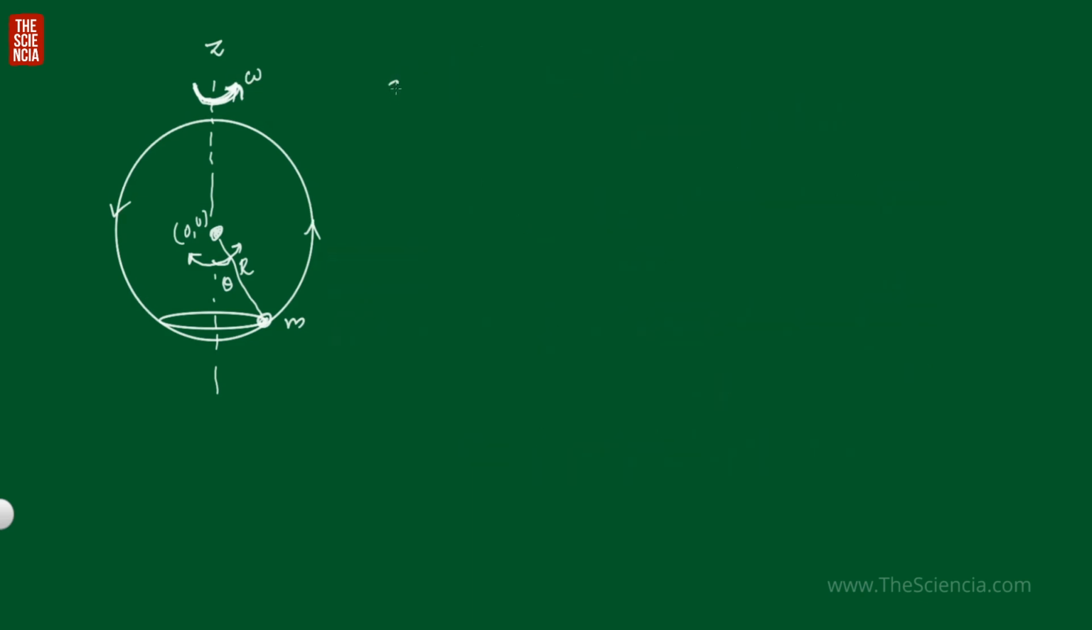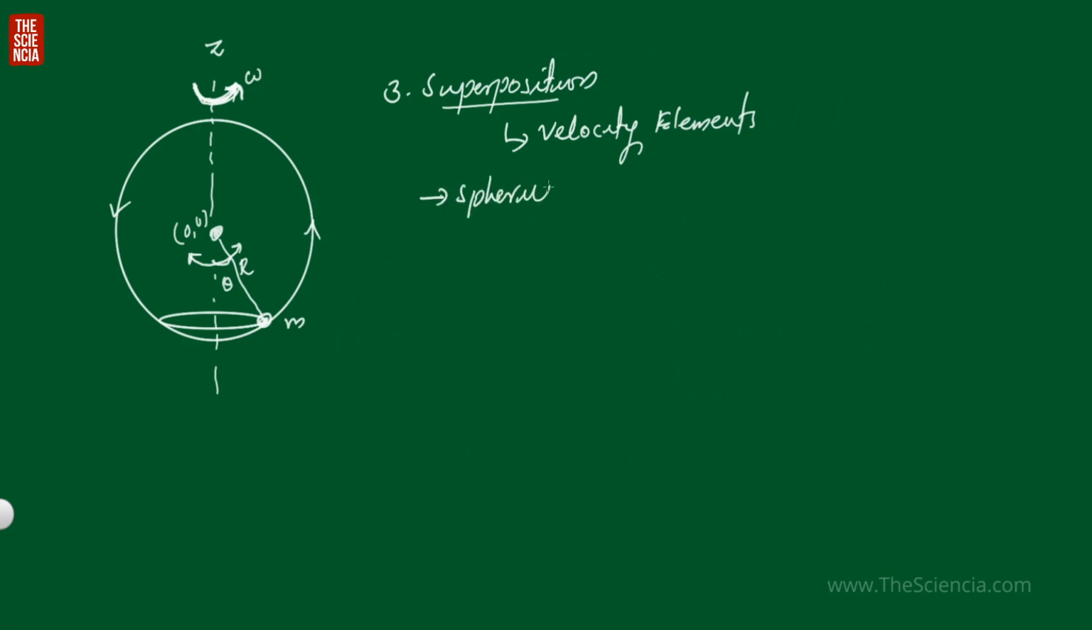Now the third method, that is superposition. Here you should know about the velocity element. Here also you can see the problem is in a spherical polar coordinate system.